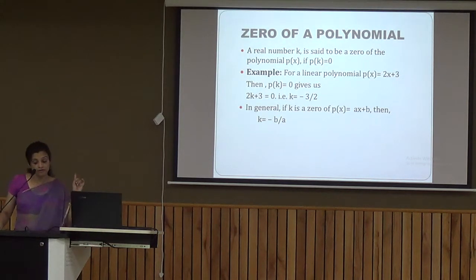So in general, now look at the last point. In general, if k is a zero of p(x) equal to ax plus b, then k is minus b by a. Now this is something that we need to remember in course of the chapter.